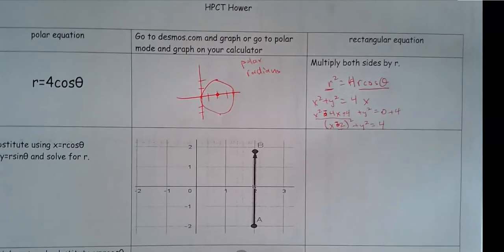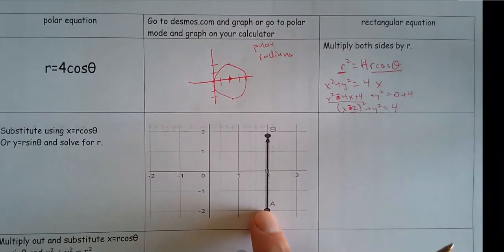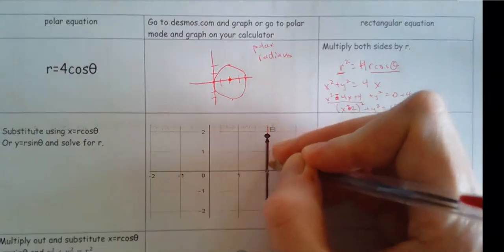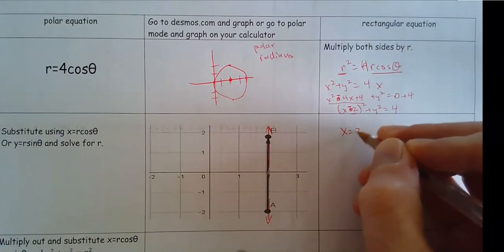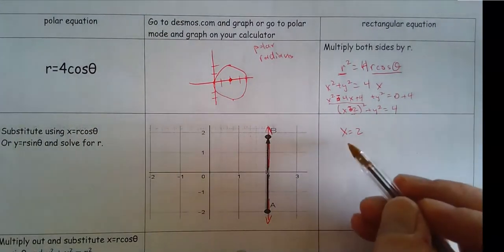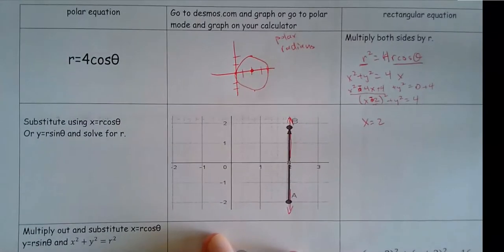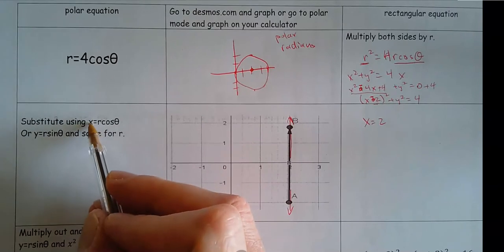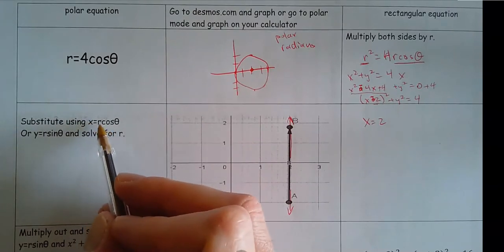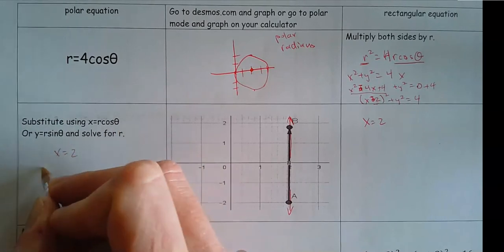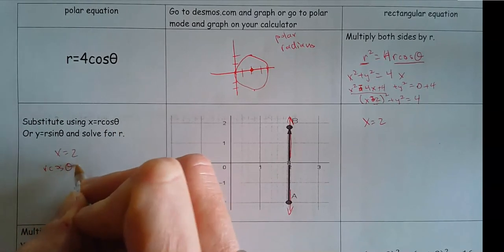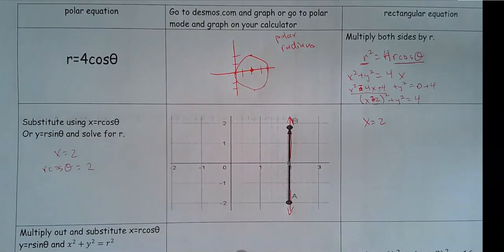Now I give you this picture. It's supposed to be just a straight up and down picture. It's a vertical line, which would be x equals 2. Okay, so that's in rectangular form. Now if I want to convert that, what I'm going to do is any x I see, I'm going to replace with r cosine theta. So instead of x equals 2, I'm going to have r cosine theta equals 2.